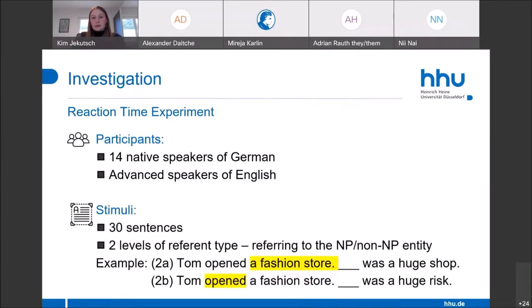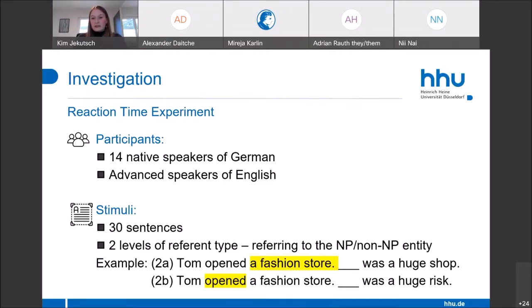The sentences used for my experiment were constructed based on the sentences Schokal and her colleagues used in their experiment. In my experiment, I included 30 sentences with two levels of referent type, so a noun phrase and a non-noun phrase. These sentences were used to test which pronoun the participants used to refer to the antecedent. Just as a little reminder, example 2 illustrates the two conditions again. While in sentence 2a, the noun shop was used to indicate reference to the noun phrase, a fashion store, the noun risk in 2b indicates reference to the non-NP entity. So, Tom opened a fashion store.